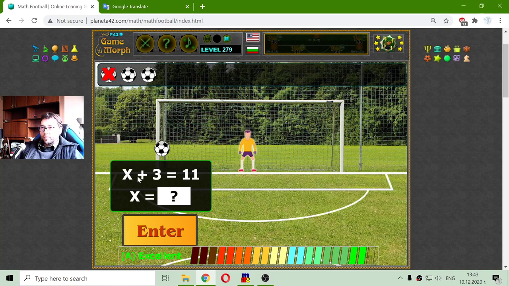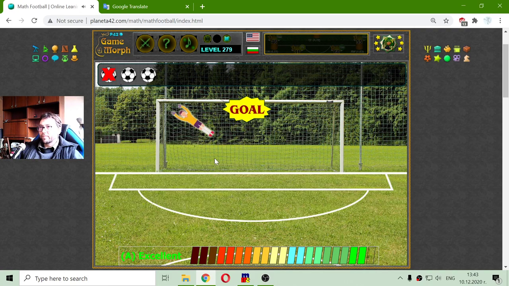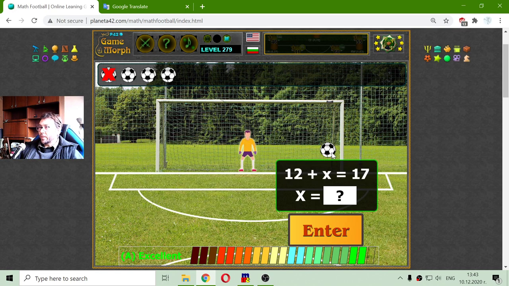Now, what is the number? No. How much plus 3 equals 11? That should be 8. Okay. Next shot is at the down bottom right of the door, and that is how much plus 12 equals 17. Now if I move 12 from the other side with the opposite sign, that should be 17 minus 12, which is 5.